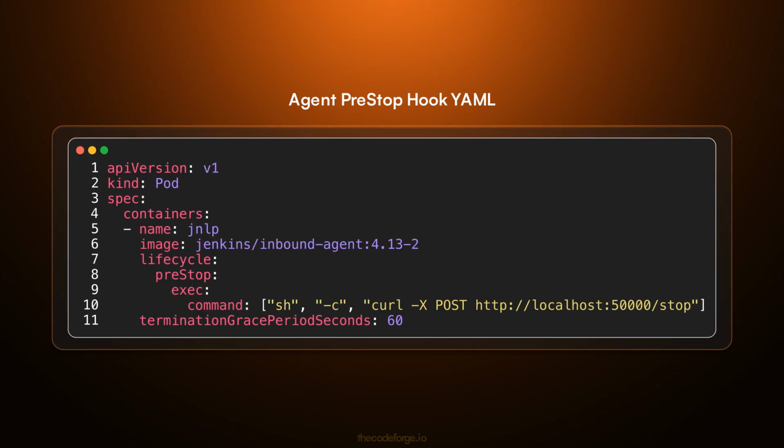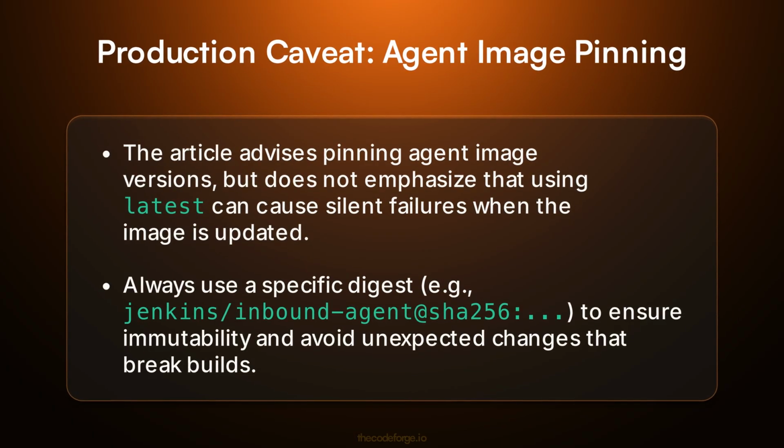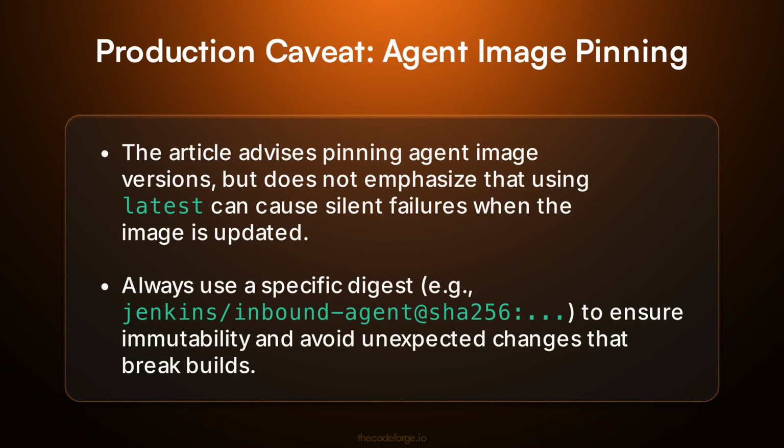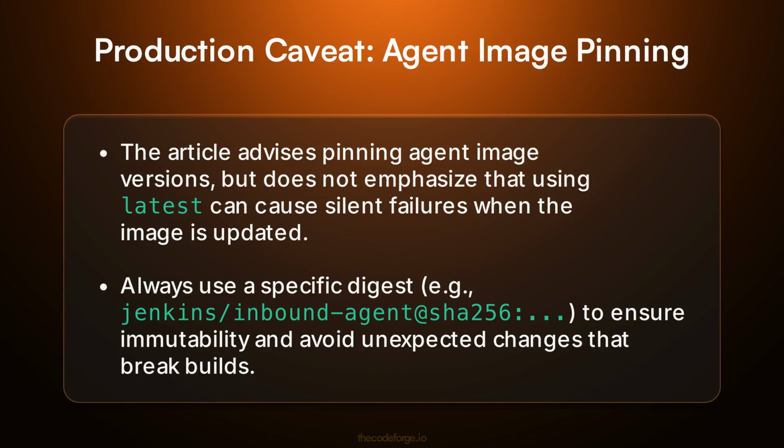Here is a concrete example for the agent pod template in JCasC, using a preStop command that gracefully disconnects the agent via the Jenkins CLI. The article advises pinning agent image versions, but does not emphasize that using latest can cause silent failures when the image is updated. Always use a specific digest, e.g., jenkins/inbound-agent at SHA-256, to ensure immutability and avoid unexpected changes that break builds.